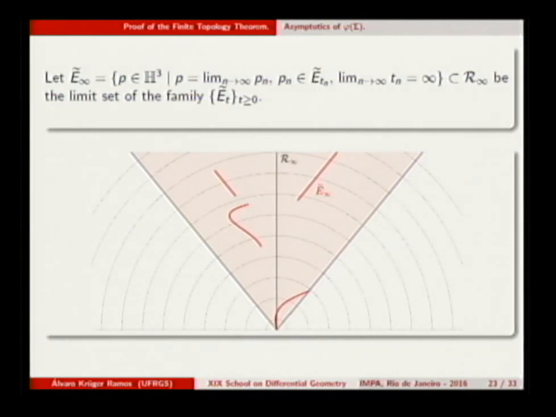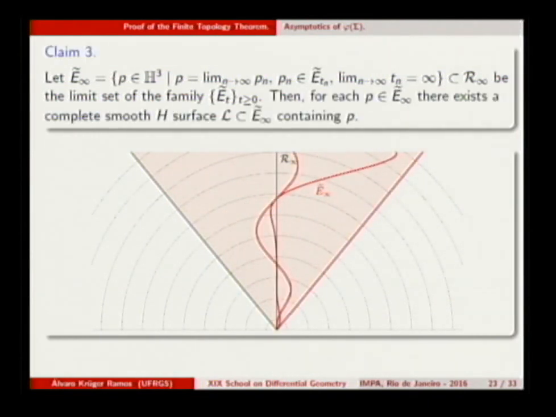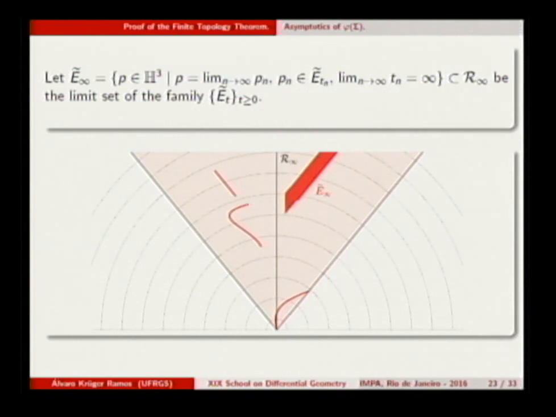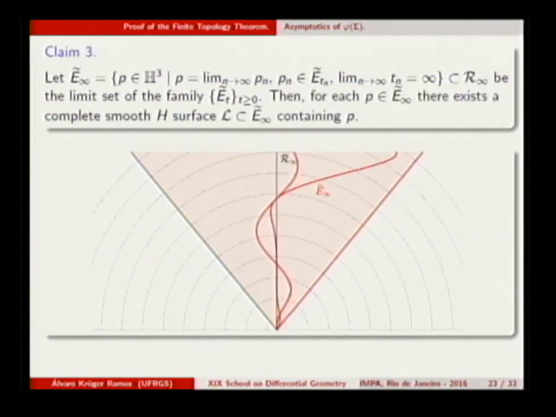So we call E tilde infinity the limit set of the family, and it could be something very wild inside here. It could be disconnected. It could have in some places a lamination of a region here, of a foliation or something. And the next claim is not as wild. For each point P in the limit set, you have a complete smooth H surface inside the limit set which contains P. So it can't be something like this. More like this is the picture of the limit set.